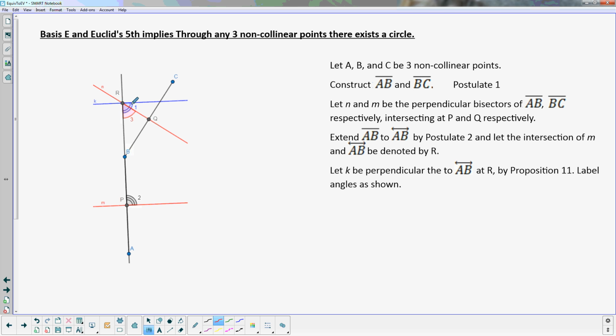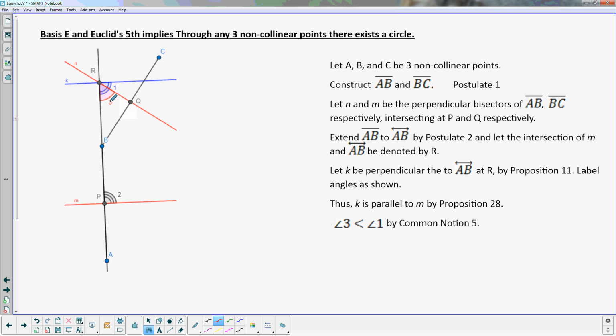So it's not noted on here. I forced the program to show that angles 1 and 2 weren't right angles for no real reason. They are right angles, and we're going to use that in just a second. But I have labeled some angles here that we're going to reference. What this actually tells us is that by proposition 28, since angles 1 and 2 are right angles, they do add up to 2 right angles, that lines K and M are parallel.